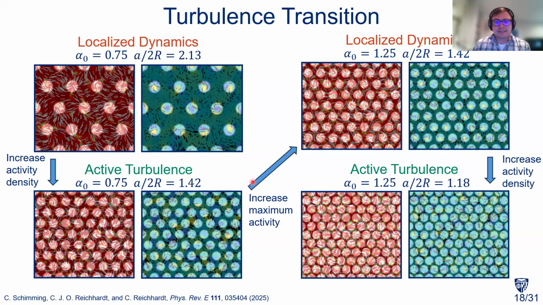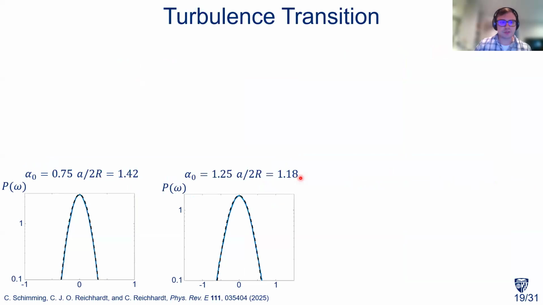And so I've been calling these systems, these states, active turbulence. Let me sort of justify that by showing you the vorticity distribution. So these are the two vorticity distributions for the states that I was calling active turbulence. Again, the dashed black line here is a perfect Gaussian. So they're very close to perfect Gaussians.